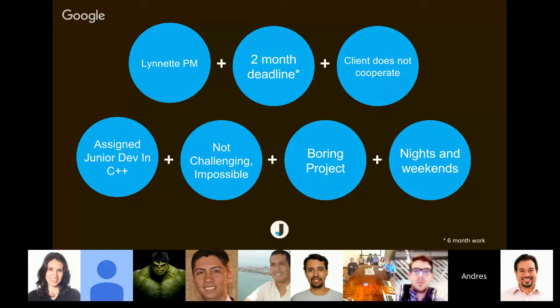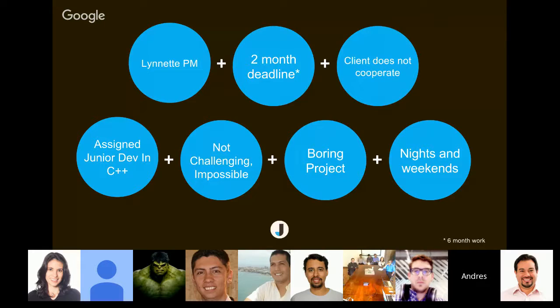The client does not cooperate. This is a client like the university. Okay, but you still have to do it in 2 months. But it's a 6-month project. I don't care, you've got to do it in 2 months. So that's another typical thing: not only is your direct boss or who you're working with difficult, but also your client, the final person at the end.